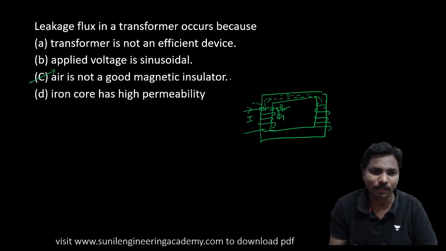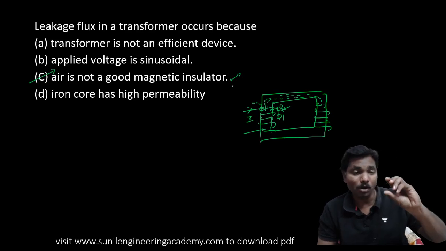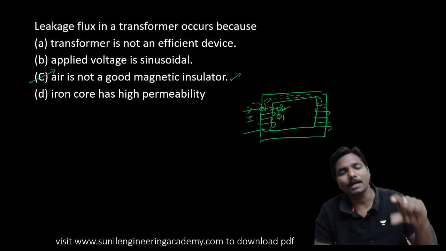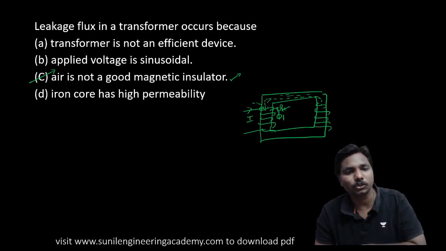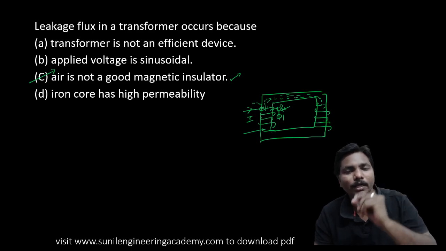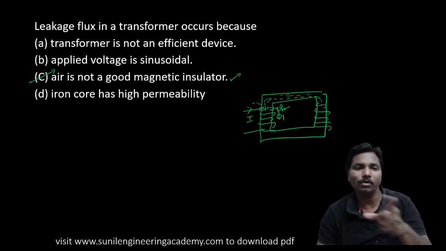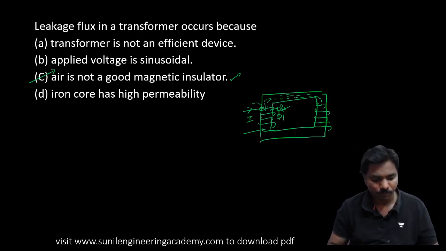Because air is not a good magnetic insulator. In the air we have oxygen, is there not? Oxygen is a paramagnetic material. Very important question. Oxygen is a paramagnetic material. So a paramagnetic material will have a little bit of permeability. So it may allow a little bit of flux through it. So that's why we are getting the leakage flux.